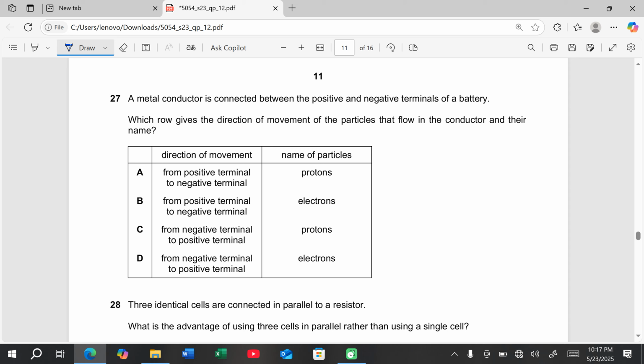A metal conductor is connected between the positive and negative terminals of a battery. Which rule gives the direction of movement of the particles that flow in the conductor, and what are they called? The direction of movement is from the negative terminal to the positive terminal, because electrons always go from negative to positive. So it is going to be D.